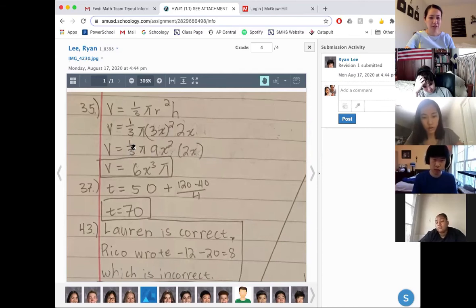So 1/3 times 9, which is 3, times 2, which is 6. And then x squared times x gets you x cubed, and what's left is the pi. So final answer, 6x cubed pi, or I think the book has 6 pi x cubed. Doesn't matter which order. All right, good job, guys.